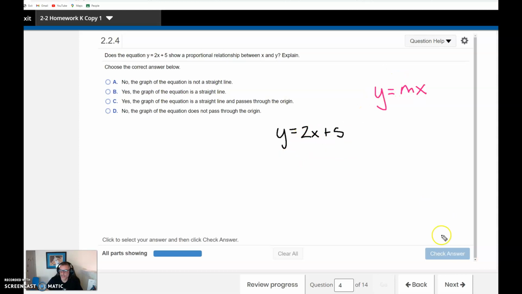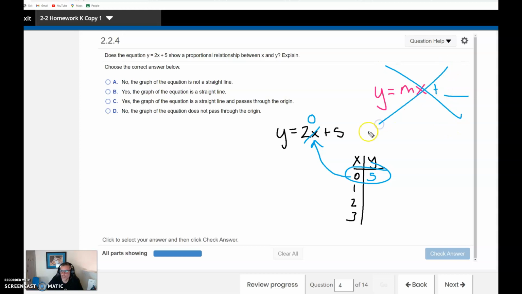And if I were to make a table of values here, if I were to say x, y, and I said 0, 1, 2, 3, and so on, well, when x is 0, if I plug a 0 in here, I get 2 times 0 is 0, so this becomes 0, and 0 plus 5 is 5. This is not the origin. Remember, our graph has to go through the origin. This first point here has to be 0, 0, and it's not. So anytime you have plus or minus something over here, it is not proportional.